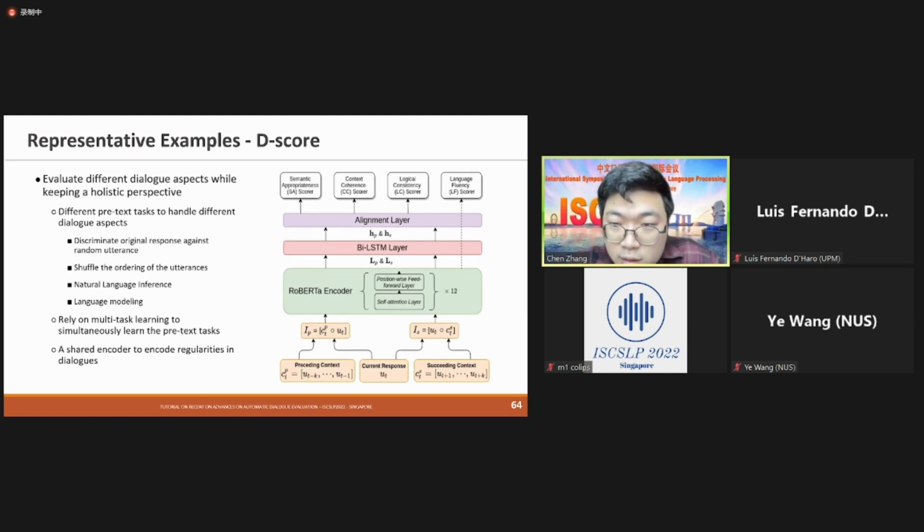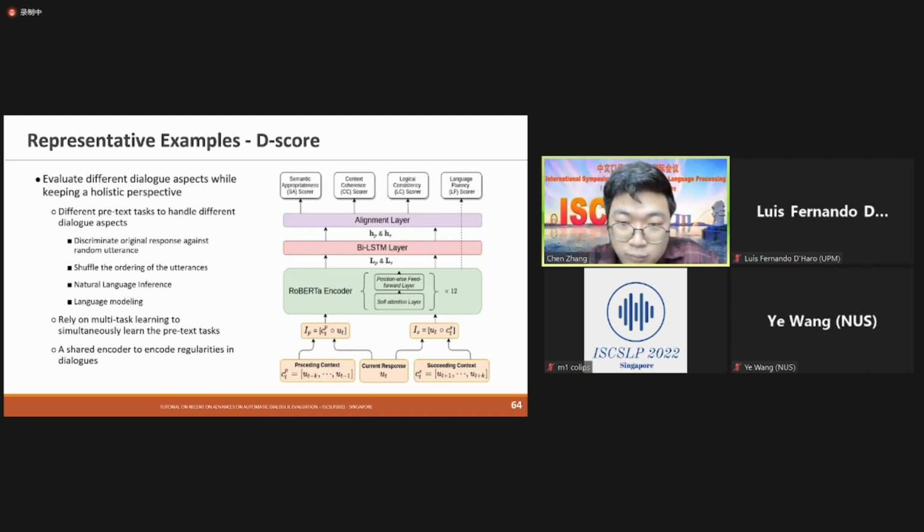So the third one is we try to rely on the natural language inference task. Basically, we want to show whether the current response is entailing the prevailing context or contradicting the context. And the last task is a language modeling task, which is a standard one. We try to evaluate the naturalness of the response. So it's a standard language modeling objective.